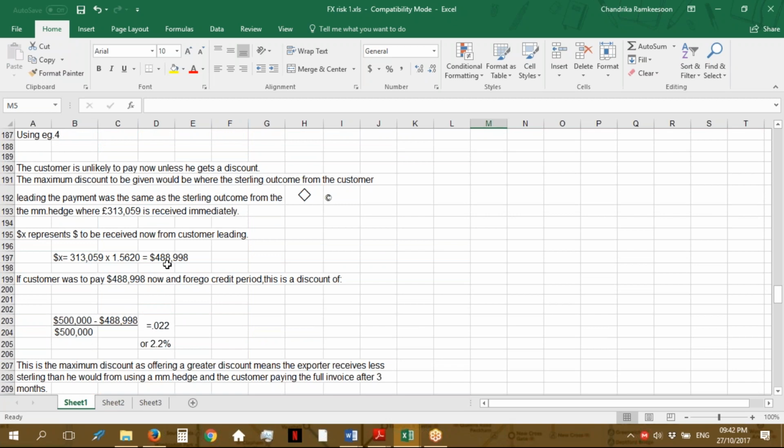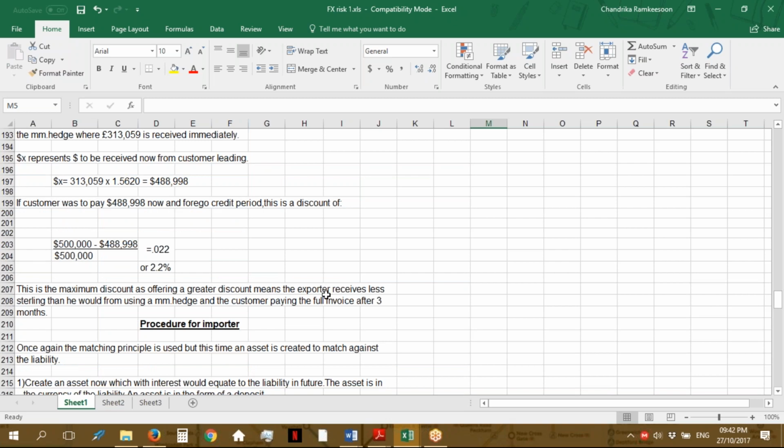This is important. You cannot work out the discount to the customer using sterling. You have to work it out using dollars, because you're not going to tell the customer to pay 300,000 pounds today. The customer is paying dollars, so you need to tell the customer a figure in dollars. If the customer was to pay 488,998, this amounts to a discount of 2.2%, because the regular figure is 500,000. This is the maximum discount, as offering a greater discount means the exporter receives less sterling than he would from using a money market hedge with the customer paying the full invoice.